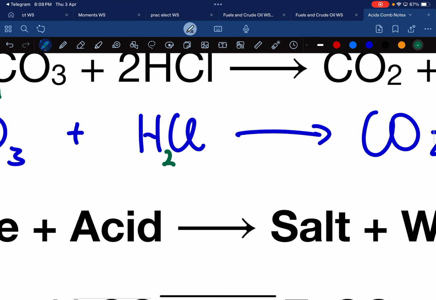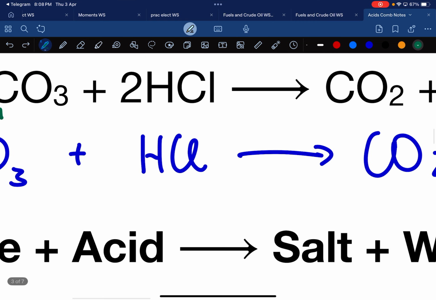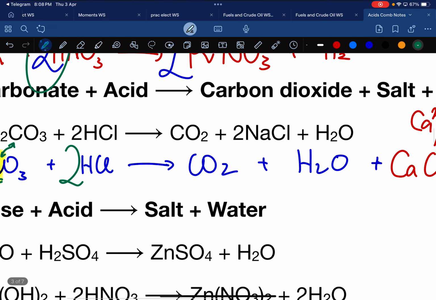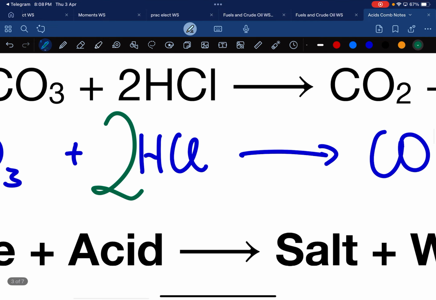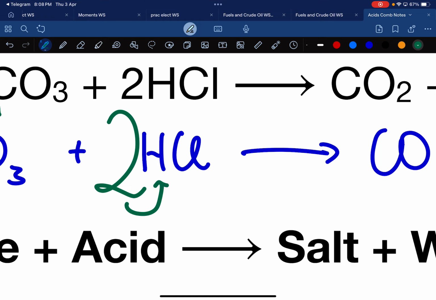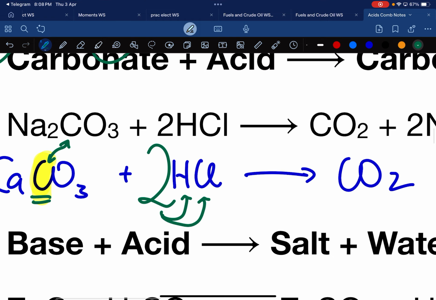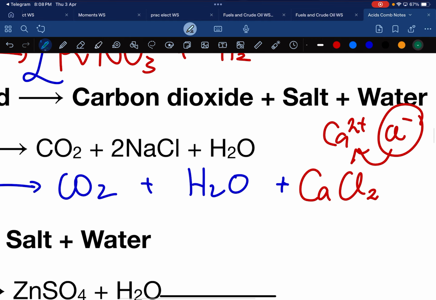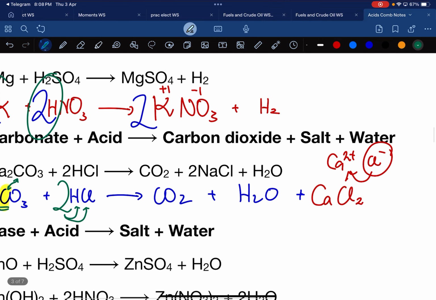So like this: 2HCl. Okay, I have 2 HCl. But when I put a 2 in front here, this 2 refers to the hydrogen, but it also refers to the chloride. So how many Cl do I have then? 2. How many Cl do I have here? Also 2. Do you need to do anything?